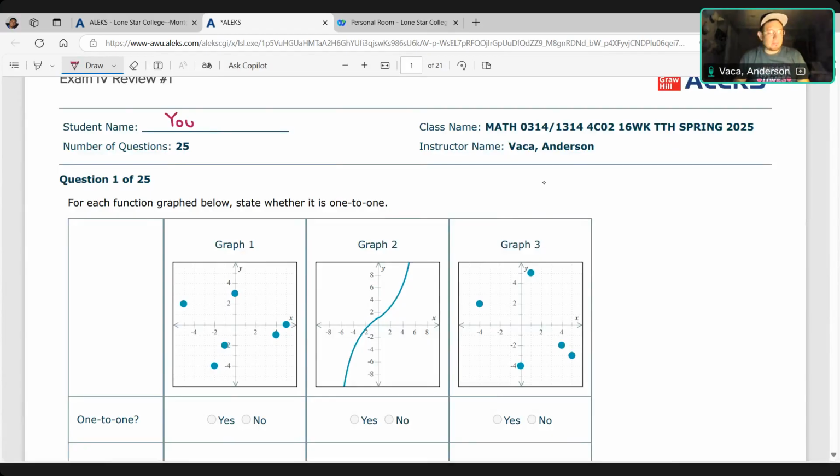Again, we're reviewing content out of chapter 4. We talked about inverse functions, exponential functions, logarithmic functions, and then we did some systems in chapter 5, and then we ended up with solving systems by using matrices. Okay, so let's go ahead and get started here.